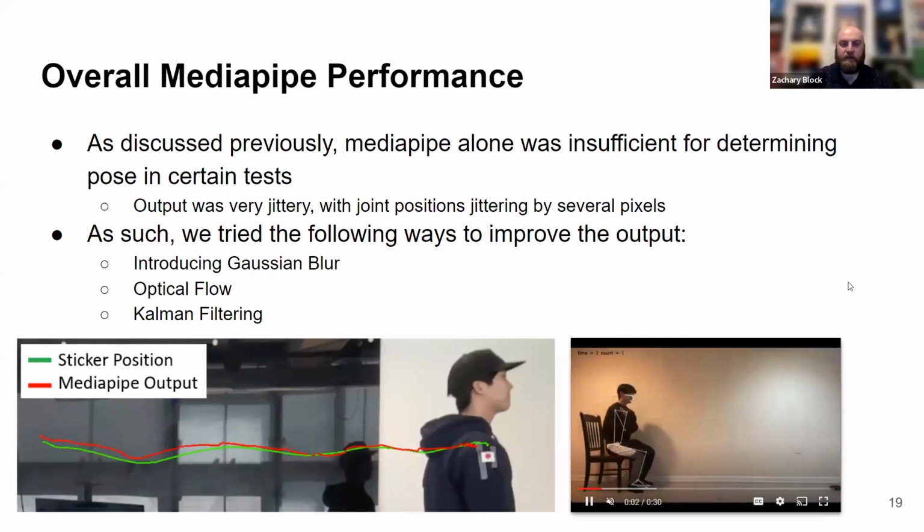As discussed in previous sections, Mediapipe alone was insufficient for determining certain poses. The image on the left shows the jitter in the trajectory of the right shoulder position provided by Mediapipe as compared to the true shoulder position. And as you can see in the video, both the right elbow and feet suffer from severe jitter. In order to combat this, we tried several methods to improve Mediapipe's output: Gaussian blur, optical flow, and Kalman filtering. But before moving into detail about these methods, I think it's important to first talk about how Mediapipe actually works.